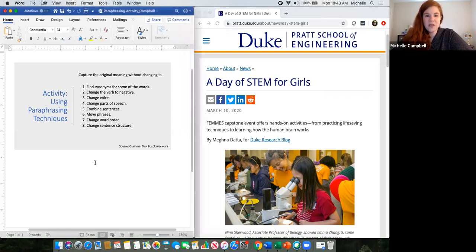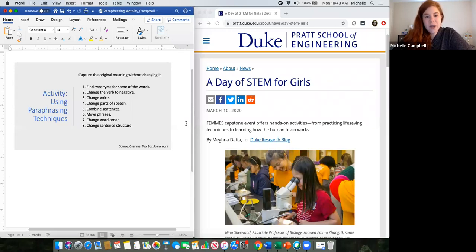And over on the other side, I have a Microsoft Word document open with some information that we would like for you to know to help you with paraphrasing. So let's look at the Microsoft Word document for a moment, and you'll see that we have some tips for how to paraphrase. You can see that there's 8 different things that you can do to paraphrase.